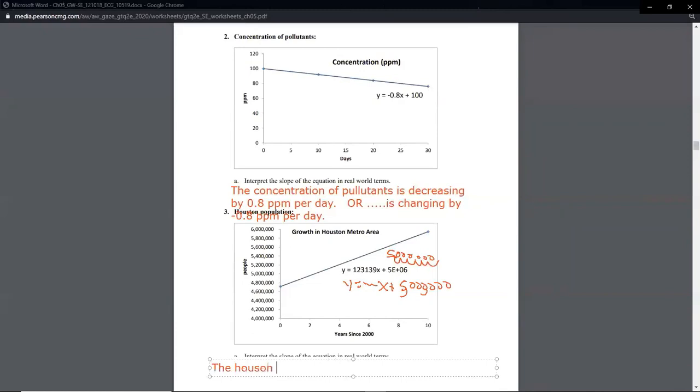So the Houston metro population is changing by, or because it's going up, is increasing by. And then we write the slope, which is that 123,139. And then we do the ratio of the two different units. Well, we're talking about people and we're talking about years. Now, that doesn't just say years, it says years since 2000. That is going to be a very important distinction as we move forward.